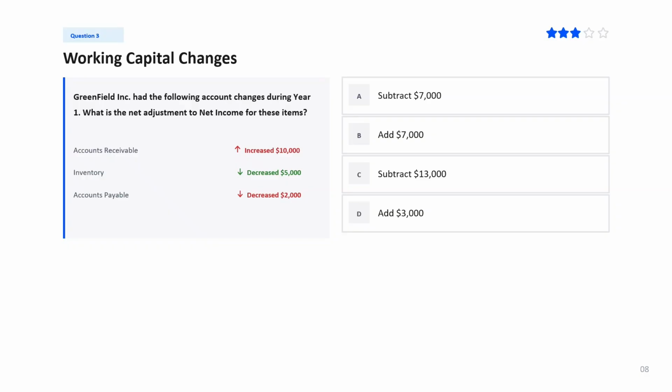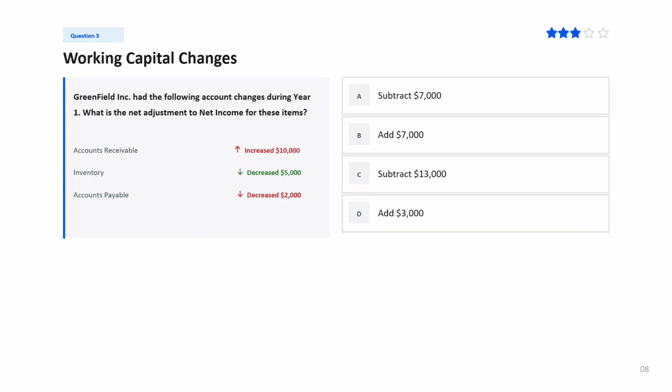Okay, question 3 is medium difficulty, and now we are shifting our focus to the second major component of the indirect method, changes in the working capital accounts. These are the current assets and current liabilities that are not cash. Here we need to determine the net adjustment to net income based on these changes. Accounts receivable increased, inventory decreased, and accounts payable decreased. The key is understanding the relationship between the change in the balance sheet accounts and the resulting cash flows.